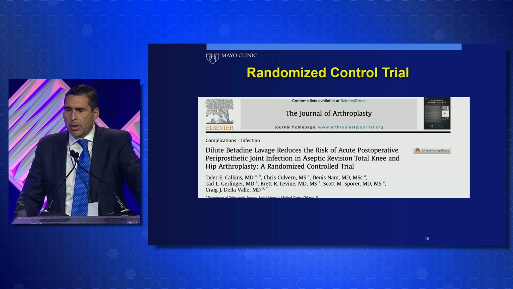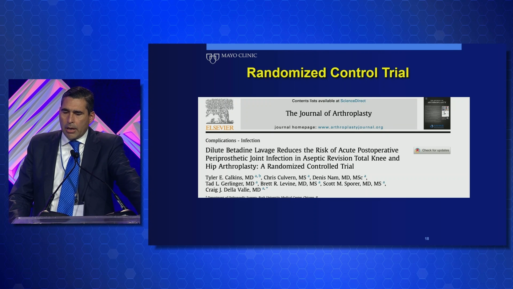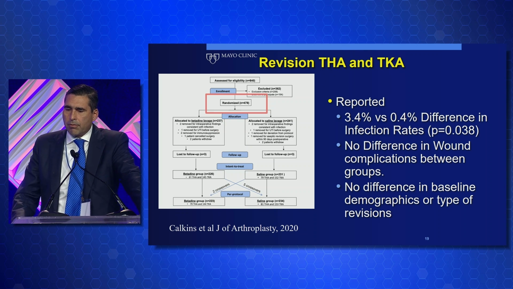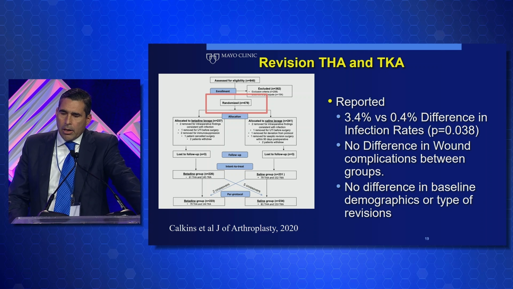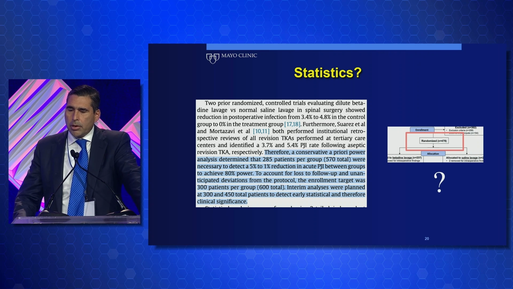So let's critically assess this paper that Craig just presented. I have the utmost respect for Craig and his team. They showed, again, a 3.4 to 0.4 difference in infection rates with a p-value of 0.038. The problem is that they kind of got screwed with their statistics, and there are 2 main reasons for this.